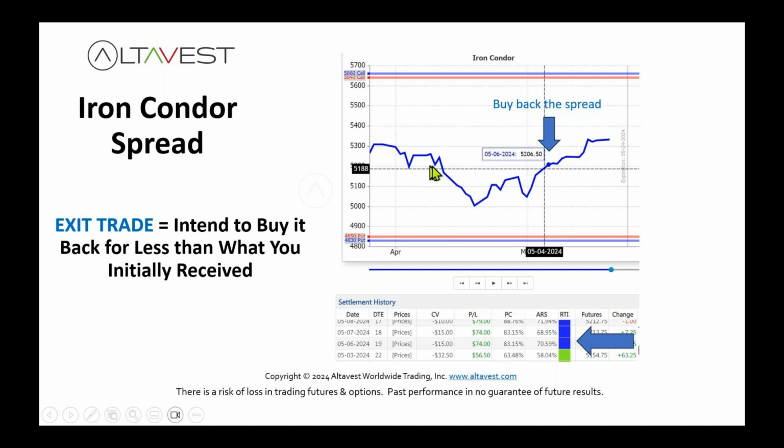And we do not ever suggest holding these types of things till expiration. So ThetaTrader will give you signals to get out, whether it's for a profit or a loss.